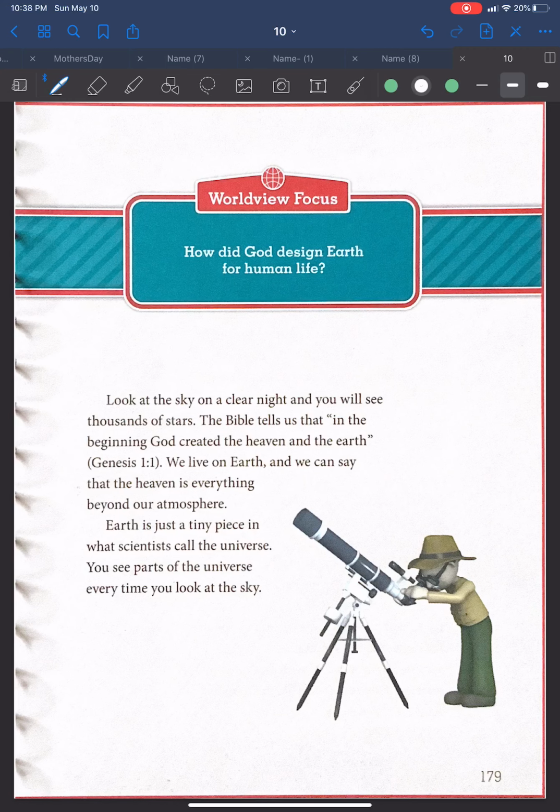The Bible tells us that in the beginning God created the heaven and the earth. We live on earth and we can say that heaven is everything beyond our atmosphere. Earth is just a tiny piece of the puzzle in what scientists like to call the universe. You can see parts of the universe every time you look up at the sky.